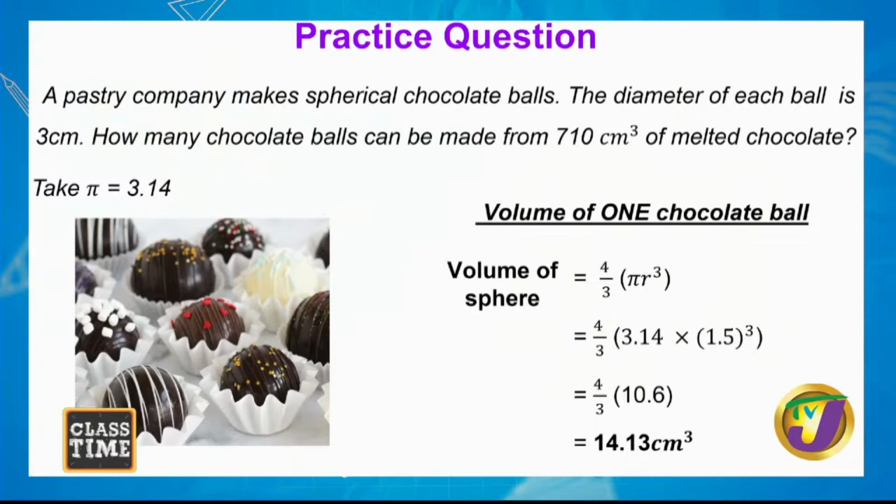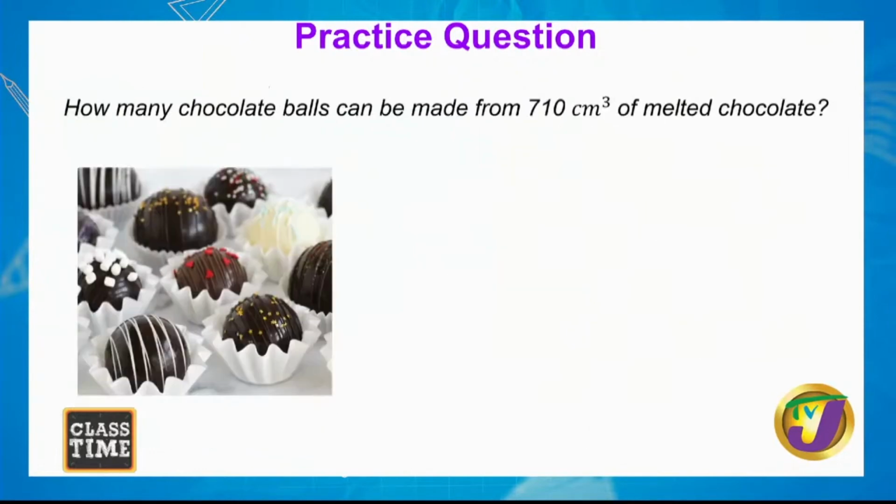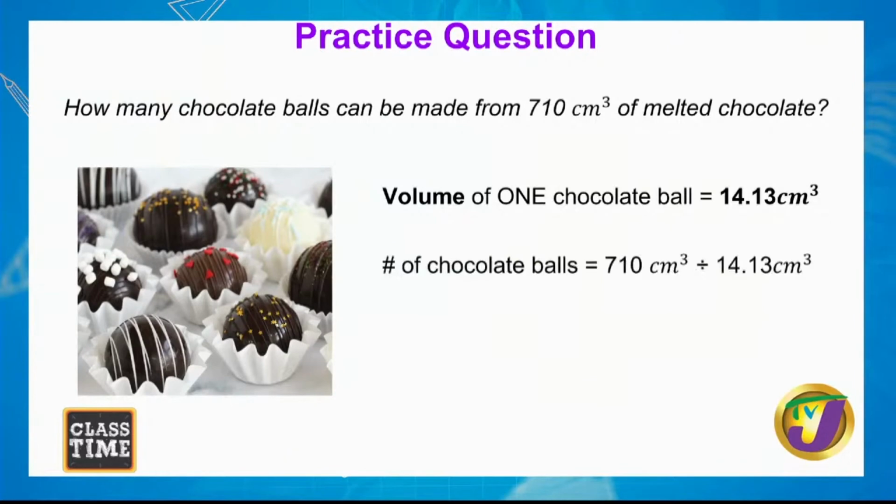But that's not enough. We need to figure out how many of these chocolate balls can be made from 710 cubic centimeters. So let's see if we can get there quickly. All right. So we know that it takes 14.13 cubic centimeters to make one chocolate ball. So if I have 710 cubic centimeters of melted chocolate, and I want to know how many chocolate balls I can get out of that, I need to see how many 14.13 I can get out of 710. Simple thing. Yeah, I need to divide.